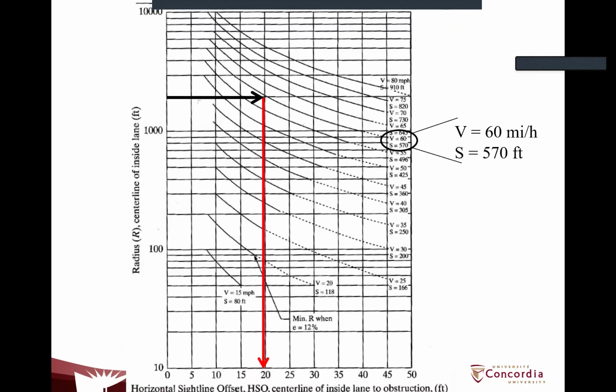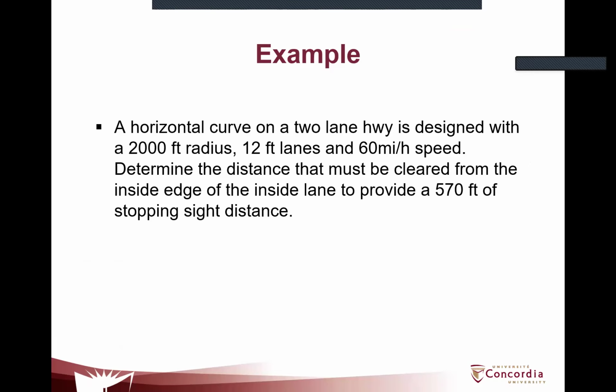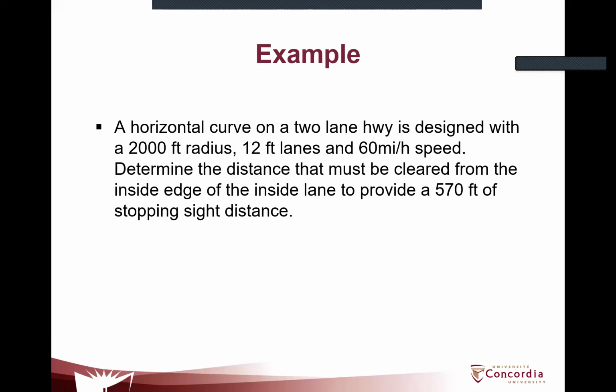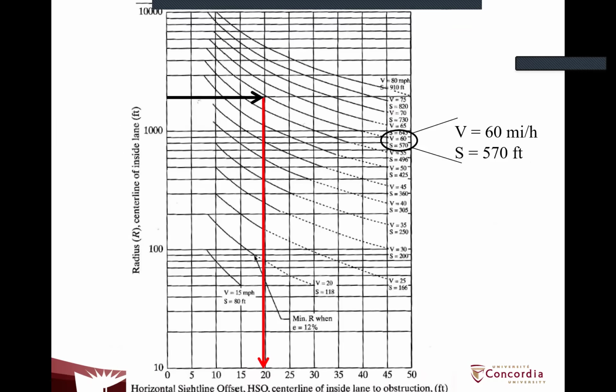So we have a 2,000 feet radius. If you go to the vertical left scale, you are in a logarithmic scale. So you see the 1,000. The following line above is 2,000. So that is where the black line is located. Then you have 60 miles per hour speed. The circle over there is pinpointing the location of the speed equals 60 miles per hour.